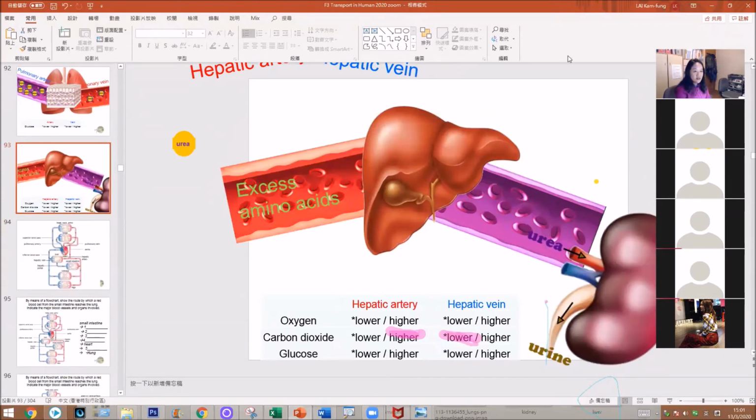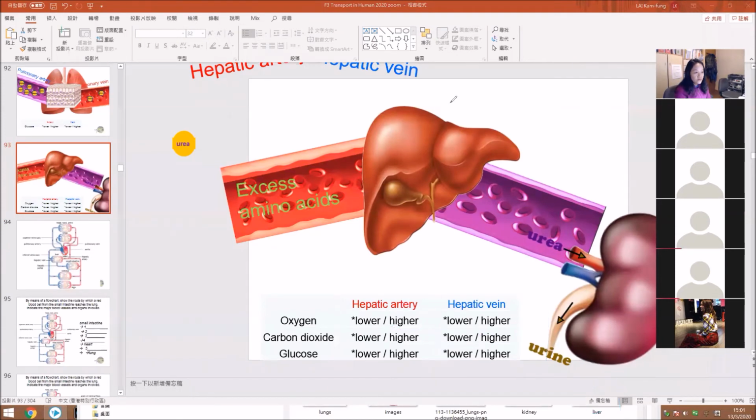Okay, this one. Try to test your concepts. You try to do oxygen and carbon dioxide, artery and vein. So for the artery, it should have more oxygen. Okay, more oxygen, and then the vein lower oxygen. Carbon dioxide: artery lower and then vein higher. Glucose: more glucose here. Use up some glucose, so less glucose.